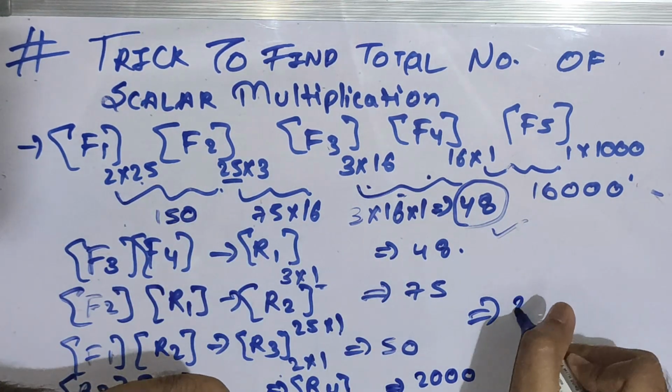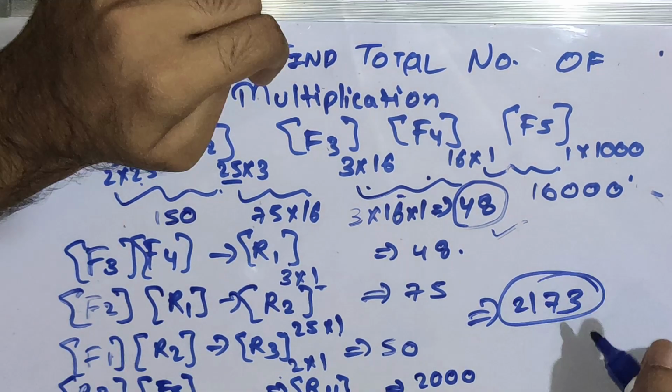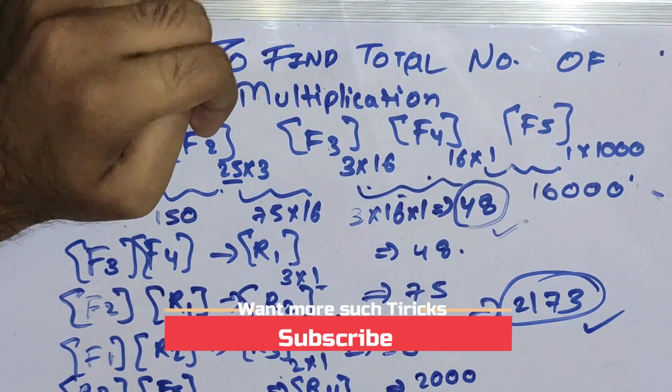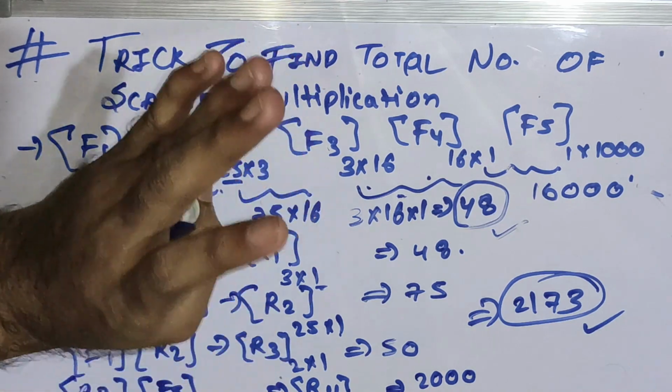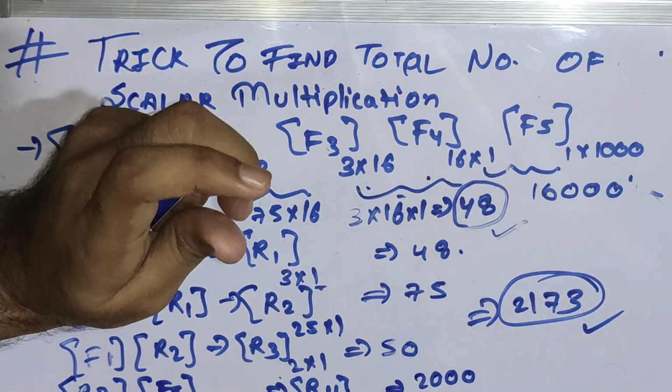So if you add all four, you will get the total number of multiplications as 2173. Okay, and this is the minimum number of scalar multiplications. You don't need to check for any other matrix multiplication order. This trick will always give you the correct result.